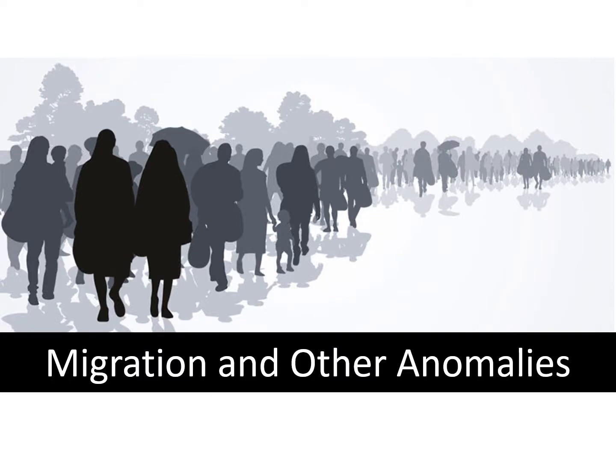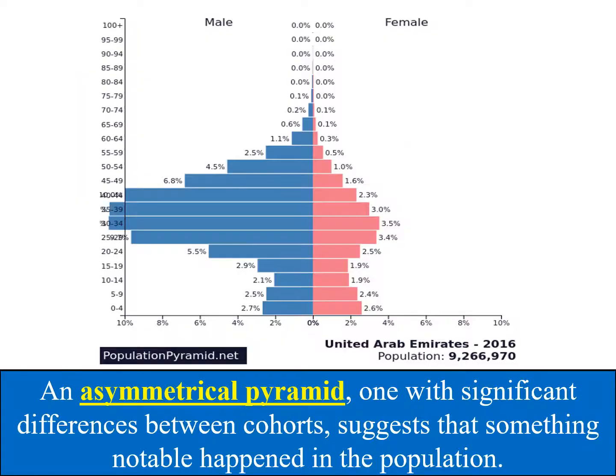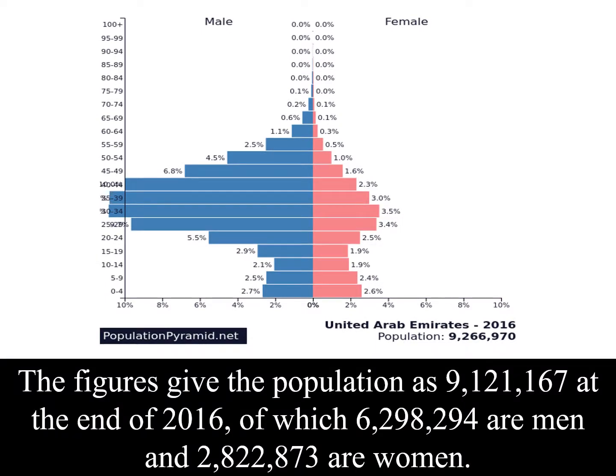Migration and other anomalies. Many factors can affect a population pyramid. An asymmetrical pyramid, like you see here, is one with significant differences between cohorts, suggesting that something notable happened in the population. This figure shows the population of the United Arab Emirates at the end of 2016. And as you can see, there are a whole lot more males around 18 to 40 in the UAE than females. Can you try to take a guess at what might be the reason for this?